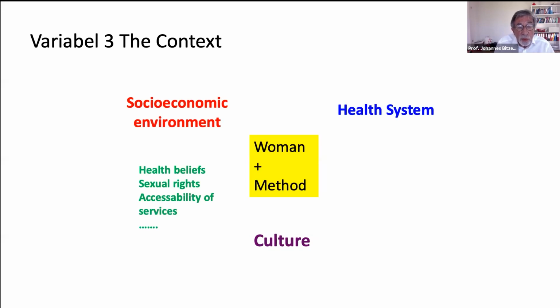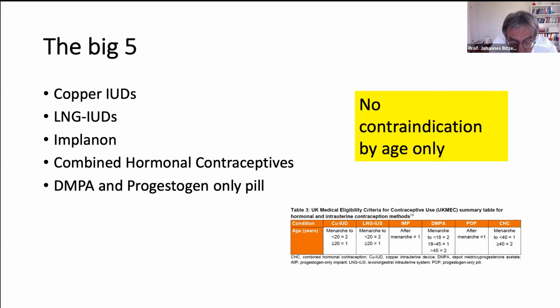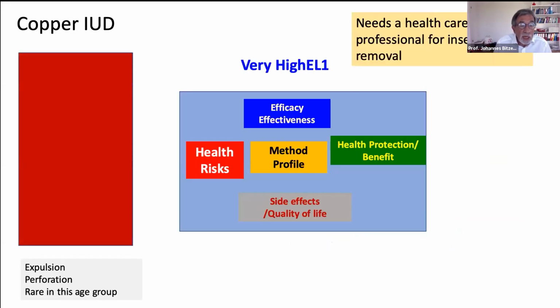Like, as I mentioned before, the health beliefs, the sexual rights, the accessibility of services, etc. Now, if we go into the methods, I would just, on a very practical basis, look into the pros and cons of the big five: the copper IUD, the LNG IUD, the Implanon, the combined hormonal contraceptives, and the DMPA and progestogen-only pill. As Sven already mentioned, there is no contraindication for any of these methods by age only. At each age phase, all these methods can be used.